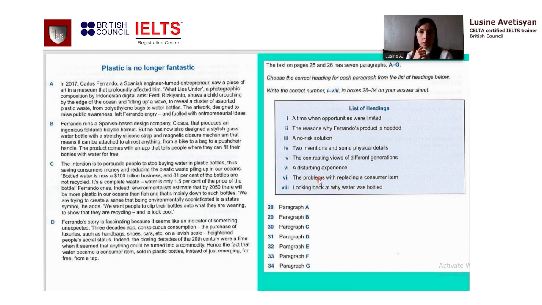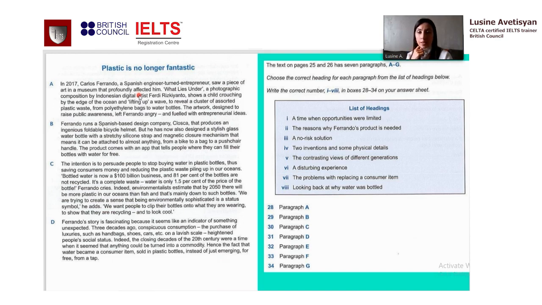The problem, the issue, what happened if we do so. Looking back at why water is bottled, so we have a look at the history of the reasons why water was bottled. Interesting, by the way. So in 2017, Carlos Ferrando, then we see who it was, we move on. A piece of art in a museum that profoundly affected him.